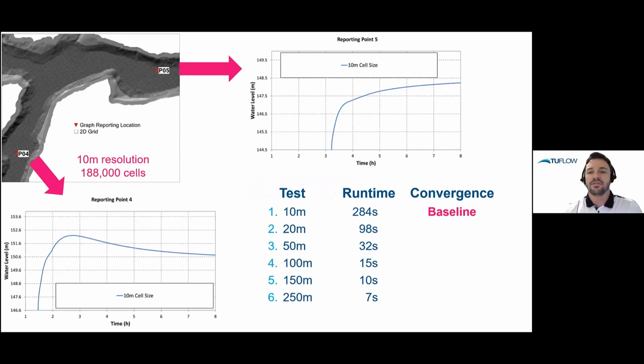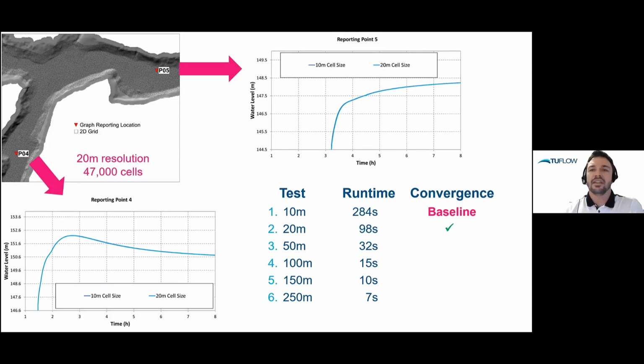And here's the results for a 10 meter resolution model. The mesh is shown in the top left. The 10 meter resolution translated to 188,000 cells. That run took 280 seconds. And the results for both of those reporting locations are shown. This is just the water level versus time result in a hydrograph.